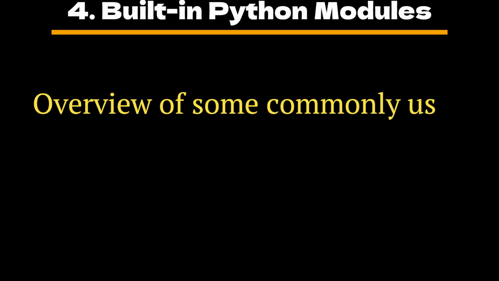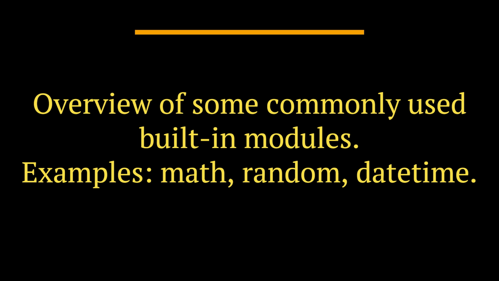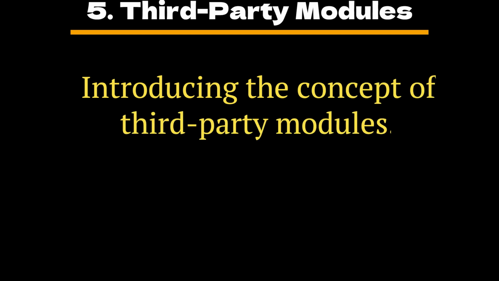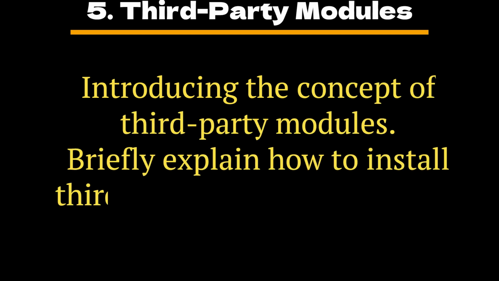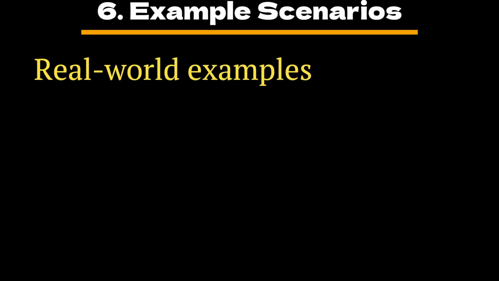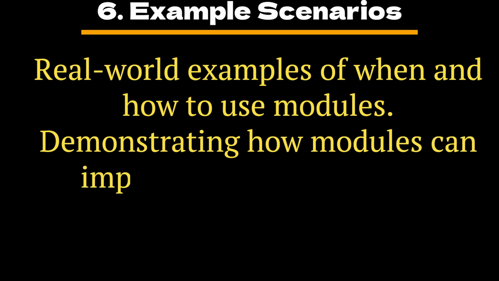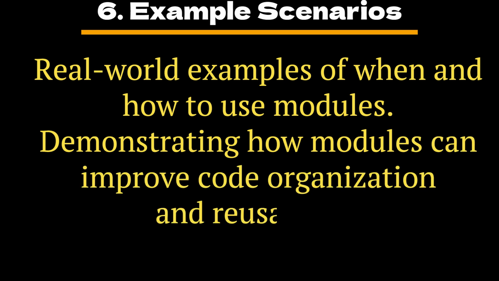4. Built-in Python modules. Overview of some commonly used built-in modules. Examples: math, random, datetime. 5. Third-party modules. Introducing the concept of third-party modules. Briefly explain how to install third-party modules using pip. 6. Example scenarios. Real-world examples of when and how to use modules. Demonstrating how modules can improve code organization and reusability.